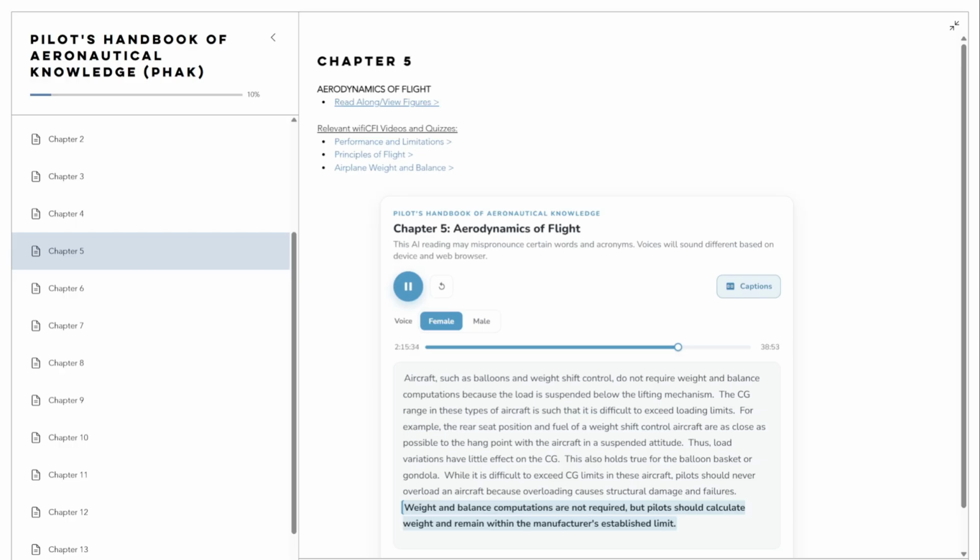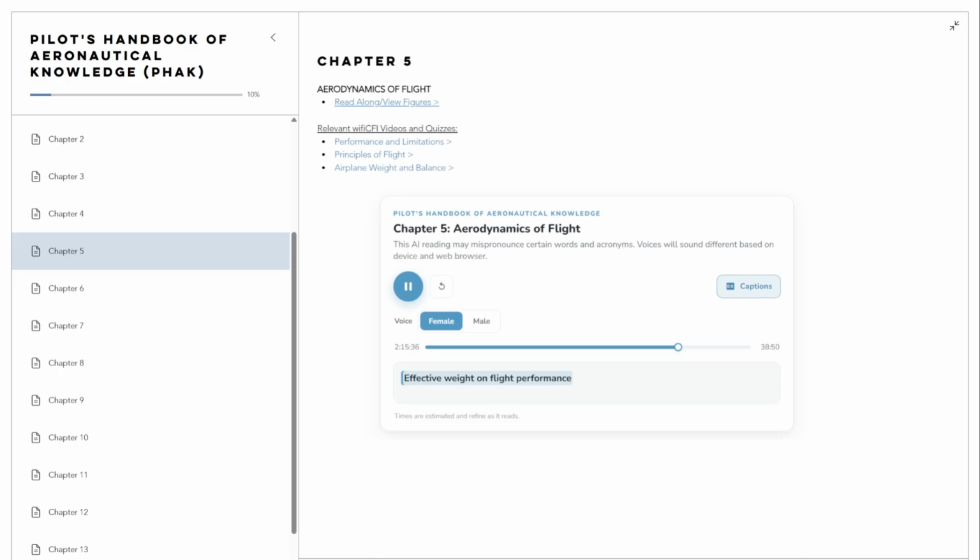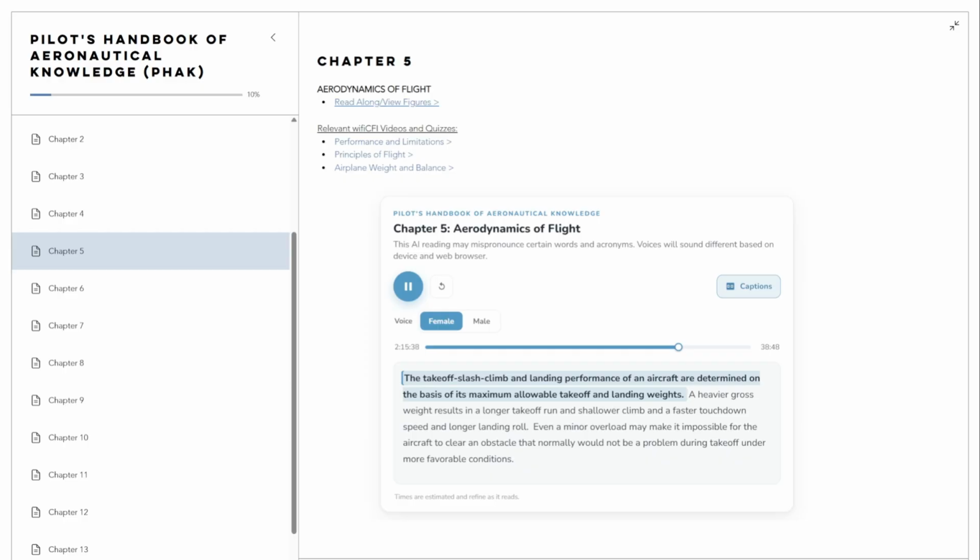manufacturer's established limit. Effect of weight on flight performance. The takeoff/climb and landing performance of an aircraft are determined on the basis of its maximum allowable takeoff and landing weights. A heavier gross weight results in a longer takeoff run and shallower climb and a faster touchdown speed and longer landing roll. Even a minor overload may make it impossible for the aircraft to clear an obstacle that normally would not be a problem during takeoff under more favorable conditions.